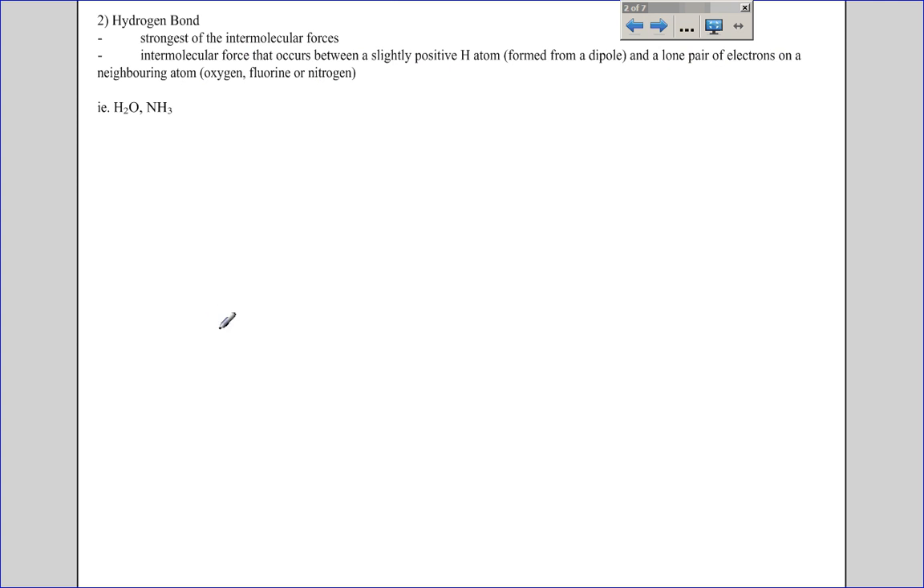So let's look at an example here. We've got a water molecule. Water is bent with a lone pair. If I want to look at the intermolecular forces, I need to look at two different water molecules so I can examine the forces between the two. Now, what we have here, if we check the polarity of this bond, is we've got a slightly positive hydrogen atom. So there are dipoles, and I could draw dipoles on all four bonds.